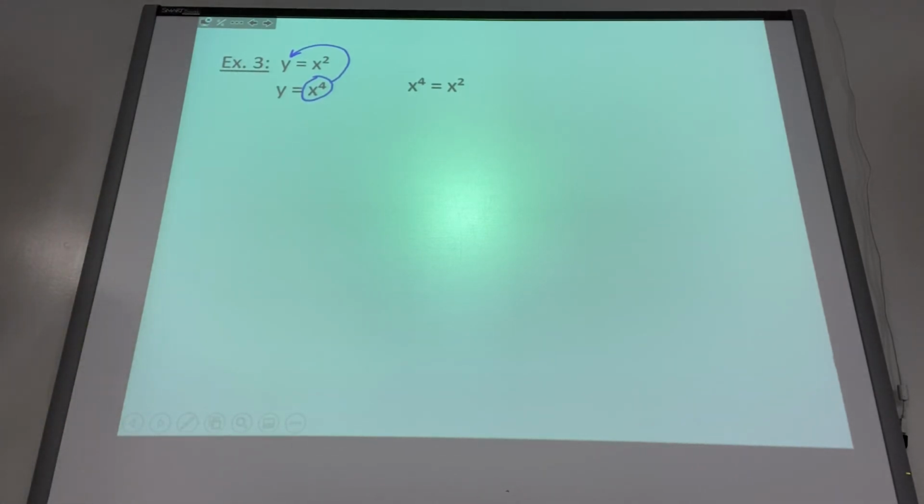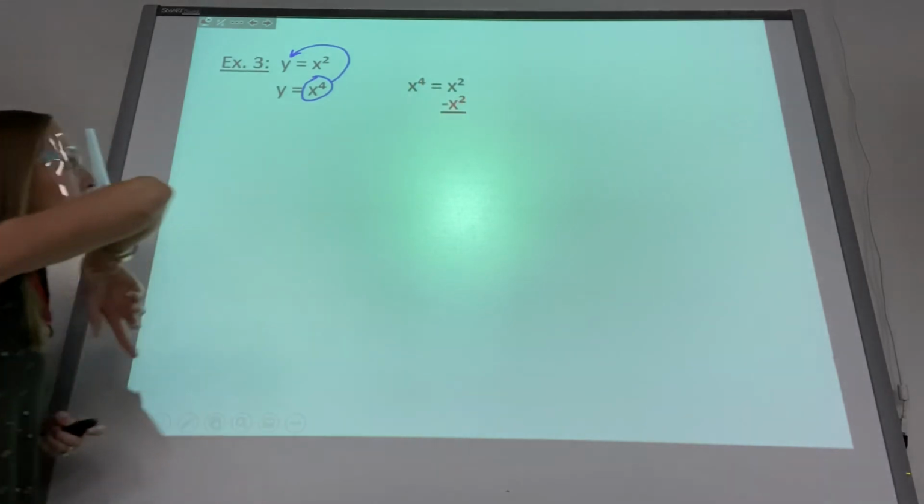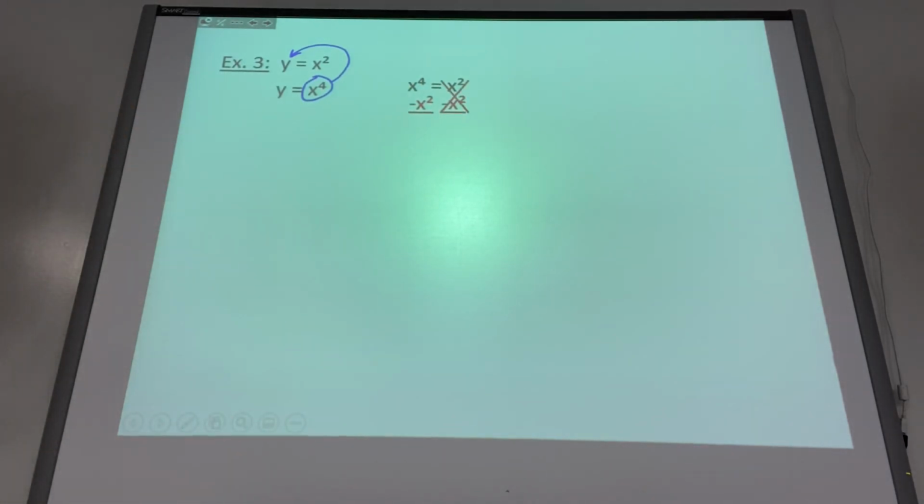Now, to solve that, I don't really like having the x's on different sides. So I'm actually gonna move the smaller x over to the other side. Now it says x to the fourth minus x squared equals 0. Still gotta figure out how to solve for x. There's probably a couple different things you could do here, but if you think about factoring, that's kind of what we did on the last problem.